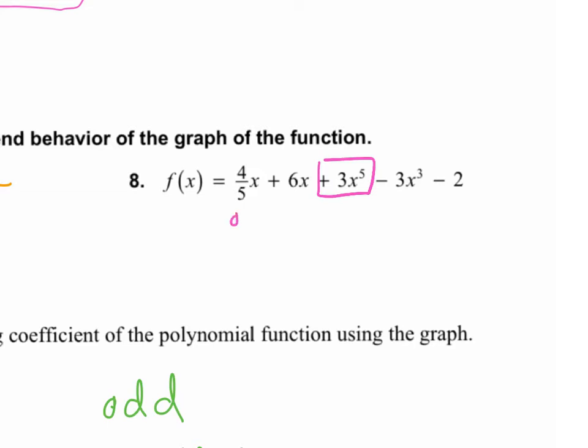So it's odd because our degree tells us if it's odd or even. So we're looking at the degree to determine odd or even. So that 5 tells us it's odd. And then we look at the leading coefficient to tell us if it's negative or positive. So this would be positive. So what would odd and positive tell us about our end behavior?